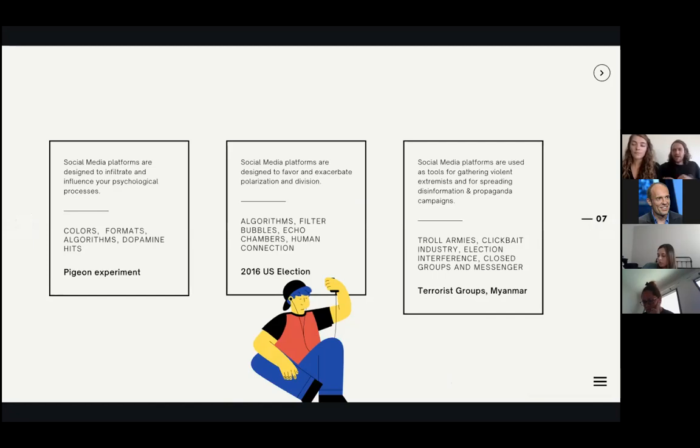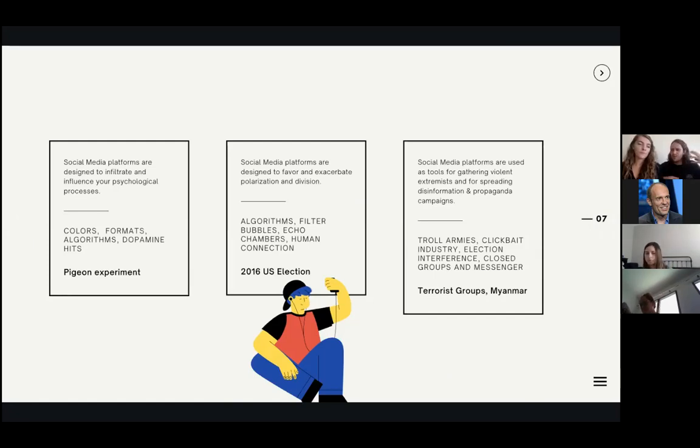So the idea that we're in an echo chamber, we're talking with people that are like-minded and that's it, and sort of constructing our social media experience around that. And the last one is the lack of human connection. This is about how social media platforms favor polarization and division, because humans are less likely to find common ground if there's no human connection happening.